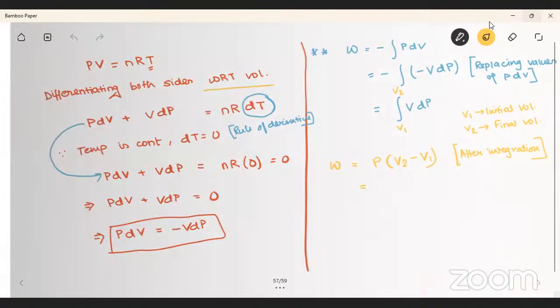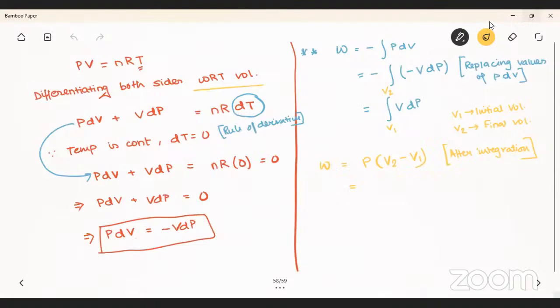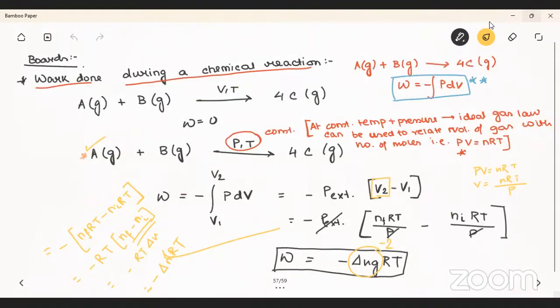Now we know that the general formula for work done is this, and I've just replaced this value here. Now, what is the variable? Our pressure and temperature are constant, so volume is the variable. After integration, we get this. Since we can use PV = nRT, I'm replacing the volume with nRT by P, and we get this final formula. For this equation, our delta n will be 4 minus 2 is equal to 2.